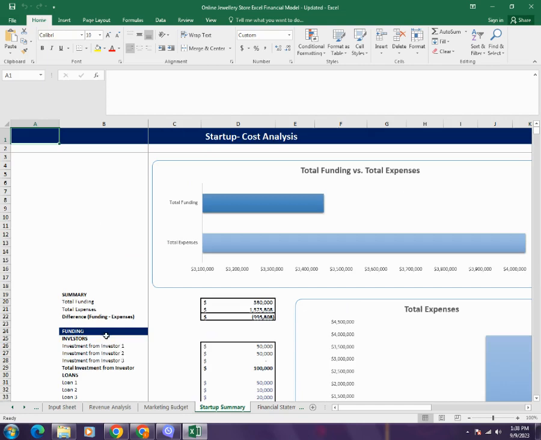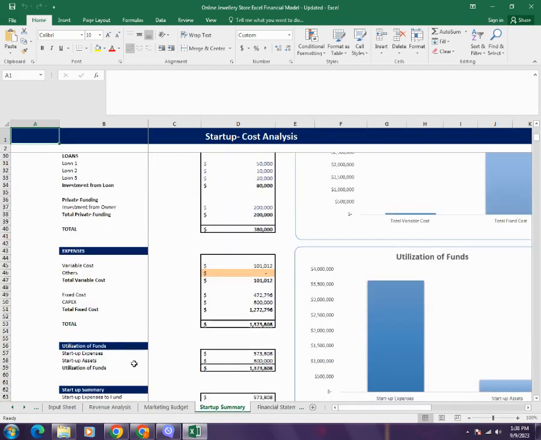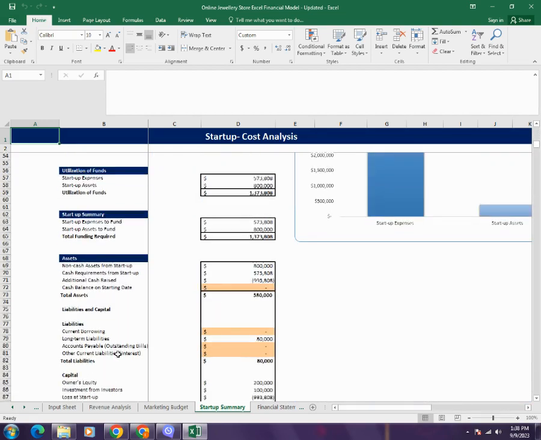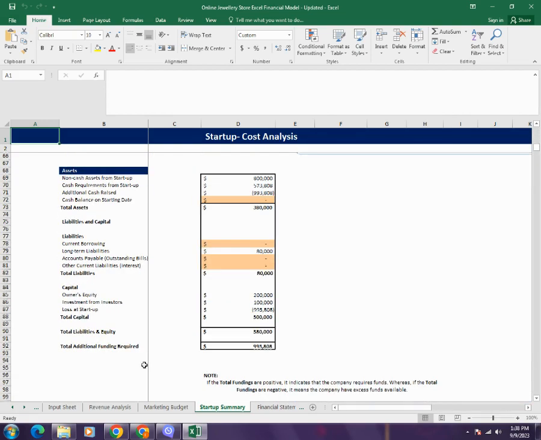The startup summary highlights the total fundings, expenses, assets, liabilities, and equities of the company in its first year of working. It also tells you about the additional funding that would be required by the company.